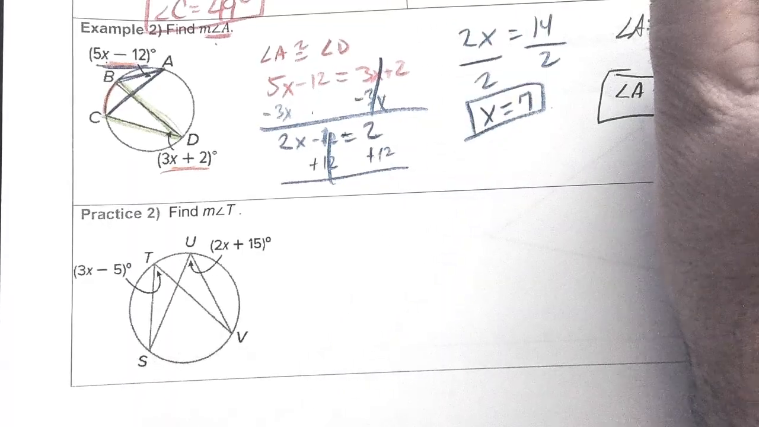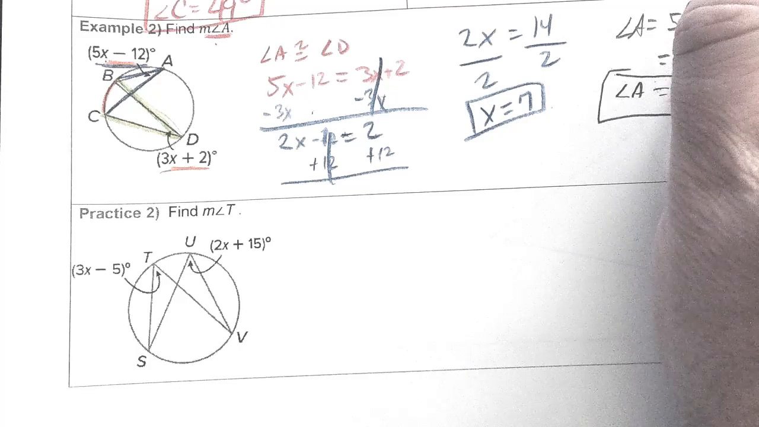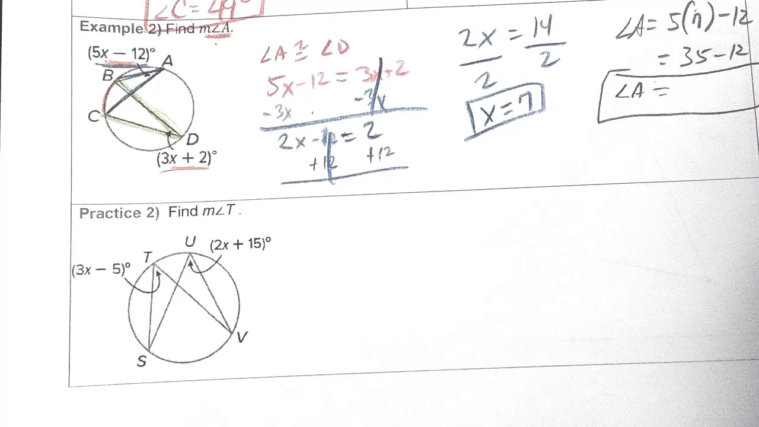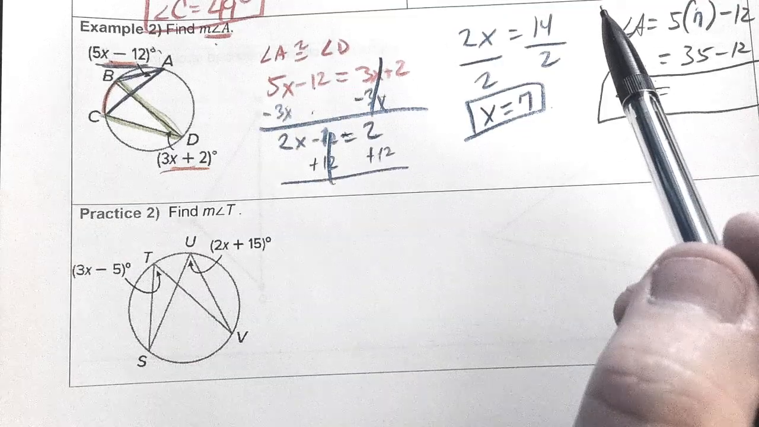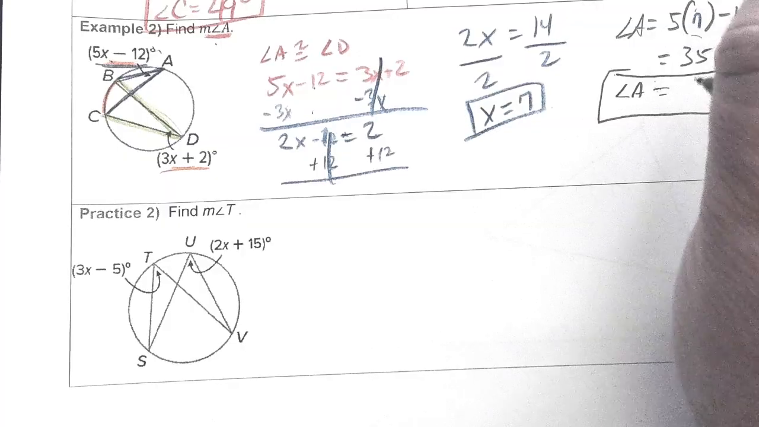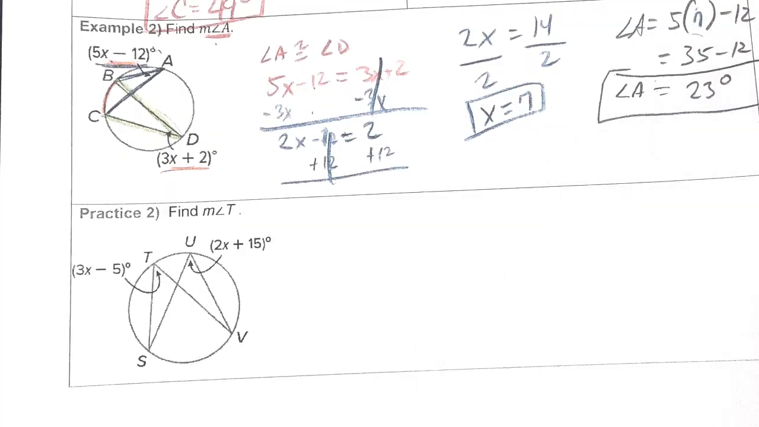So we're going to just plug that in there. All right, so 5 times 7 is 35. 35 minus 12. Is it 12 or 2? Hold on. It is 12. Okay, so yeah, I did that wrong in the video last night anyway. All right, so 35 minus 12 is 23 degrees.